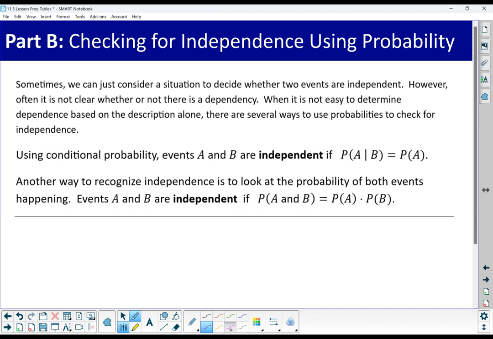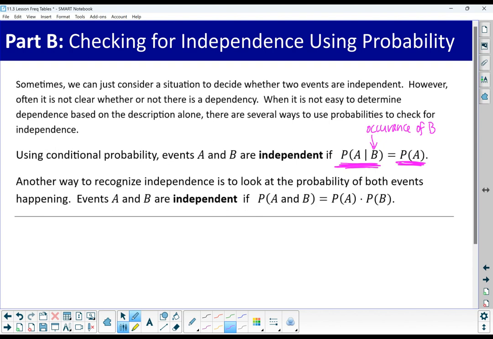So there's kind of two ways that you can check, and this first one is my favorite one. If events A and B are independent, then the conditional probability of A given B would be the same as the probability of A. In other words, A and B are independent if the occurrence of B doesn't affect the likelihood of A. Like it's the same probability either way. Whether or not B happened, the probability is the same.